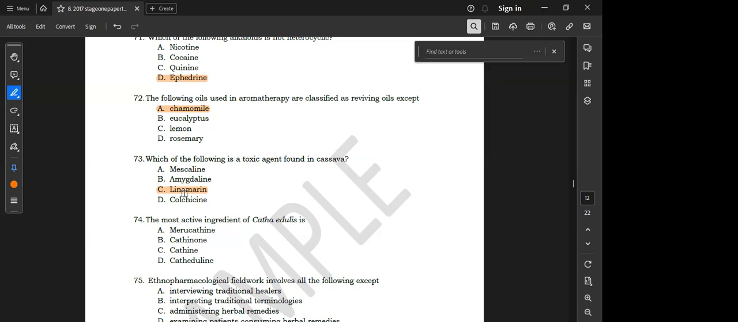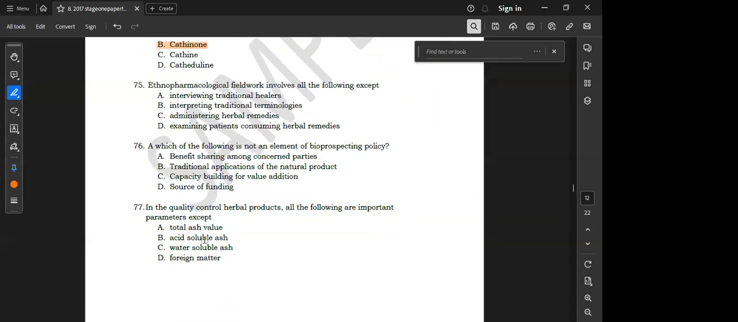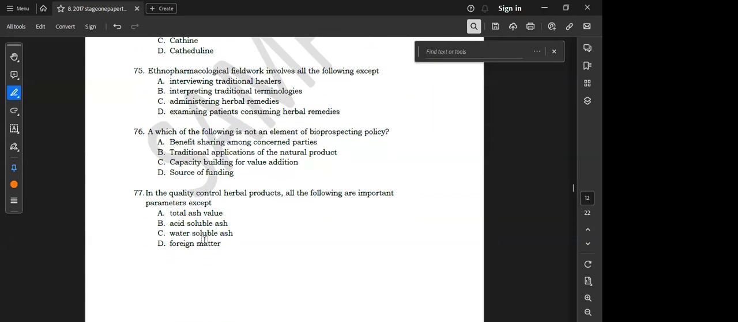The most active ingredients of Catha edulis are merucathine, cathinone, cathine, and cathedulin. We can go with that.